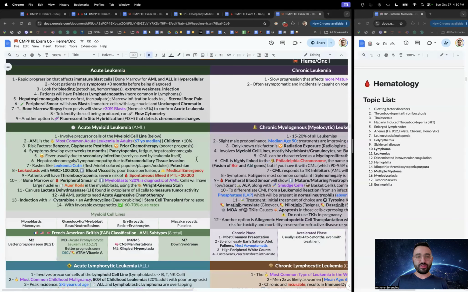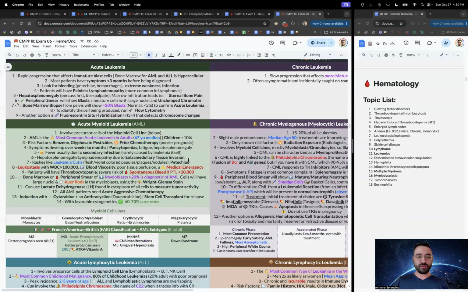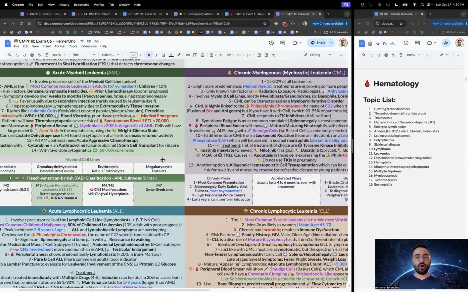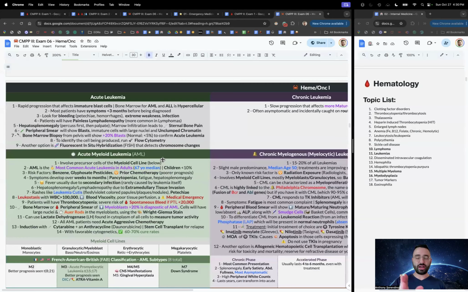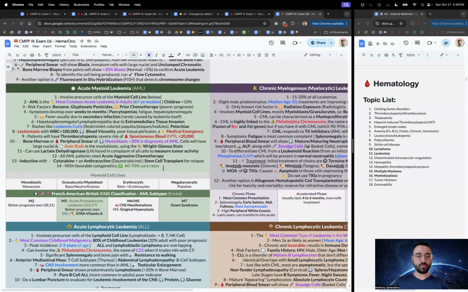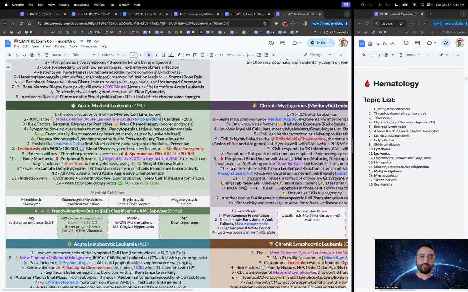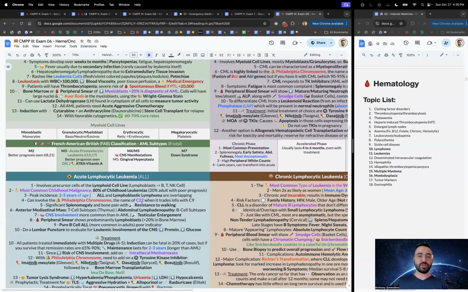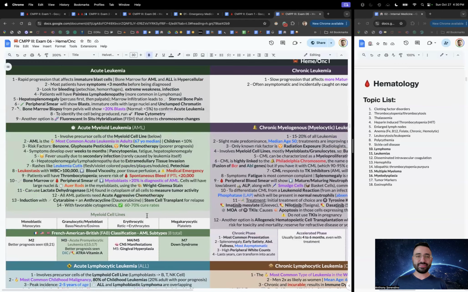So you start with AML. So we have, how do I have this done? So yeah, okay, so it's acute and it's chronic. I kind of wish I did this a slightly different way. All the acutes are on the left, and then you start with myeloid, and then you go to lymphocytic.